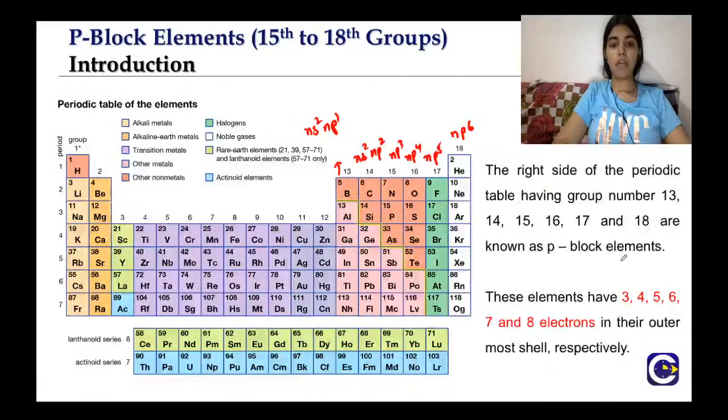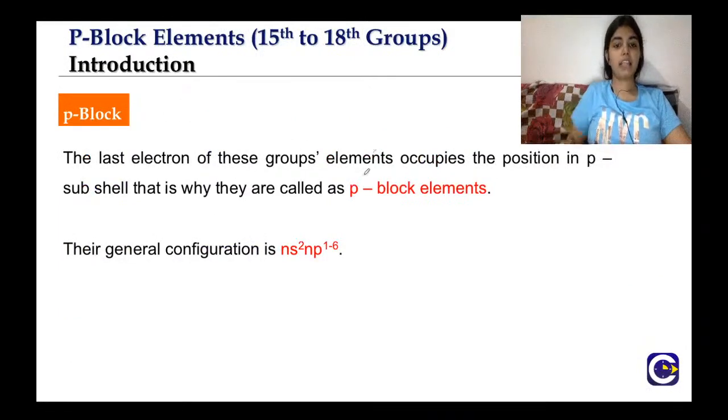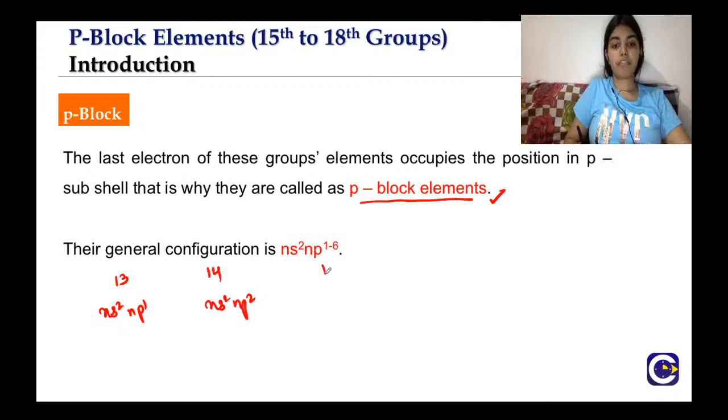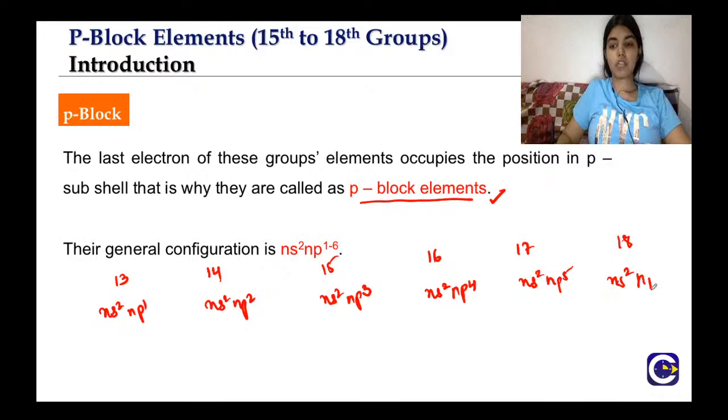Okay. Now, the last electron of these group elements occupies the position in the P subshell. That is why they are known as what? P block elements, right? So, we have done with the general configuration. For 13 it was what? Ns2 Np1. Then for 14 it was what? Ns2 Np2. Then for 15 it was what? Ns2 Np3. Then 16 it was what? Ns2 Np4. Then 17 it was what? Ns2 Np5. Then 18 it was what? Ns2 Np6.